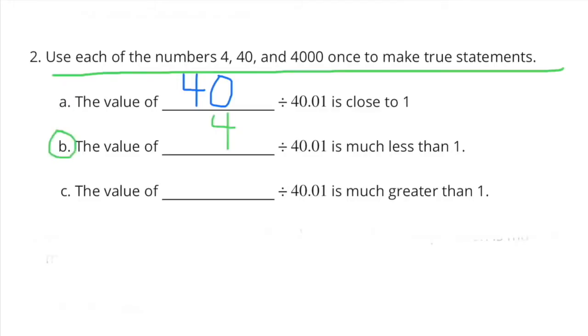B. The value of 4 divided by 40 and 1/100th is much less than 1. This is true because the value of the dividend is much less than the value of the divisor. C. The value of 4,000 divided by 40 and 1/100th is much greater than 1. This is true because the value of the dividend is much greater than the value of the divisor.